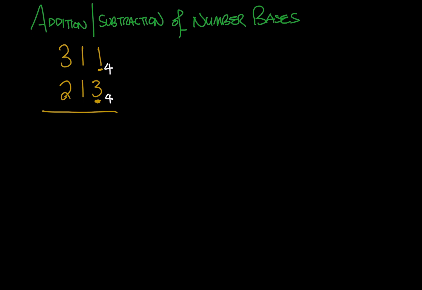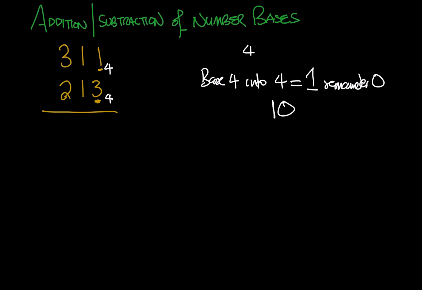We want to change it. So the question we're going to ask: we had 4, right? Base 4 into 4, what are we going to get? It's going to be exactly 1. Base 4 can go into 4 exactly 1 time, and there's no remainder. The remainder is 0. So technically, we're supposed to write it as 1, 0, right? But the number on the right is what we always write.